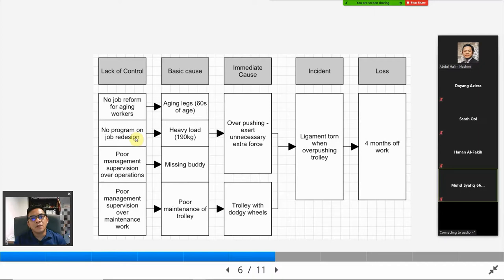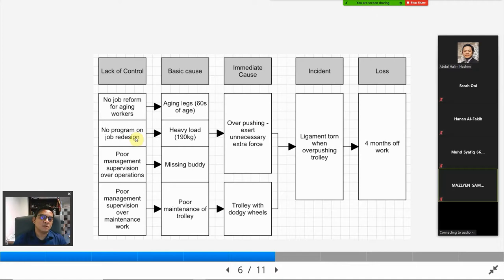And why is there no control on the missing colleague? It's because of poor management supervision over operations. They just let it be. If there was a supervisor there, they might say, okay, Mrs. Kelly, you hold on, we will wait for somebody to help you push the trolley, for example, because this is a two-person job and not one person.